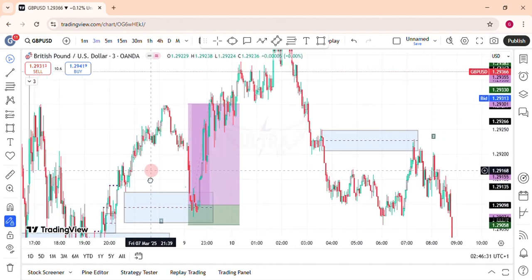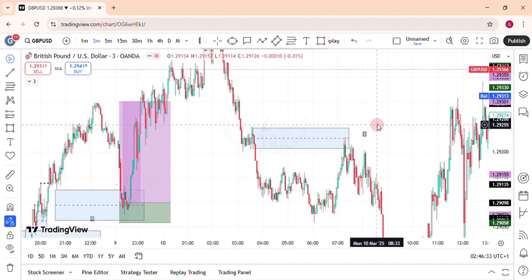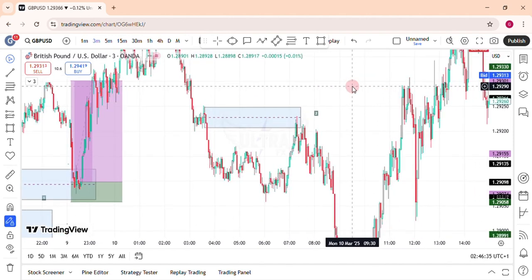So let's go over to our second trade. As we all know, we need to find our fair value gap first.